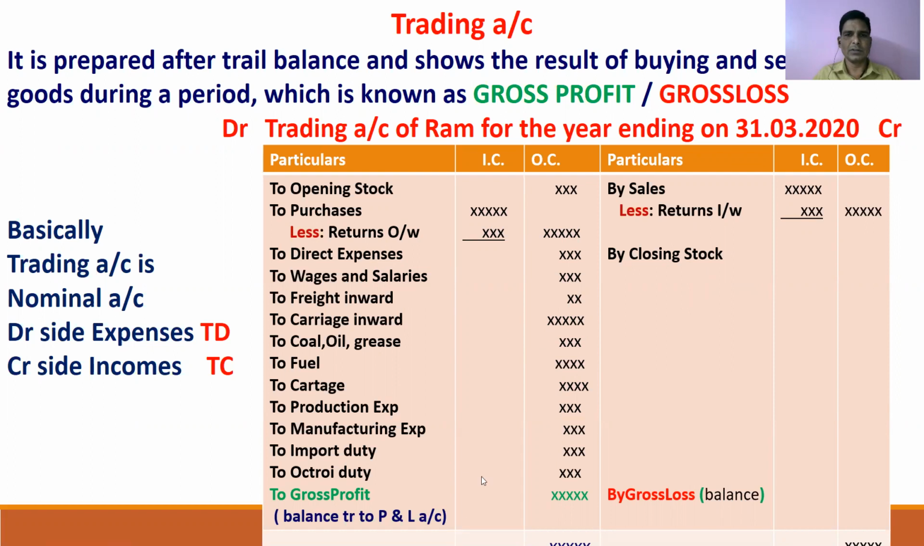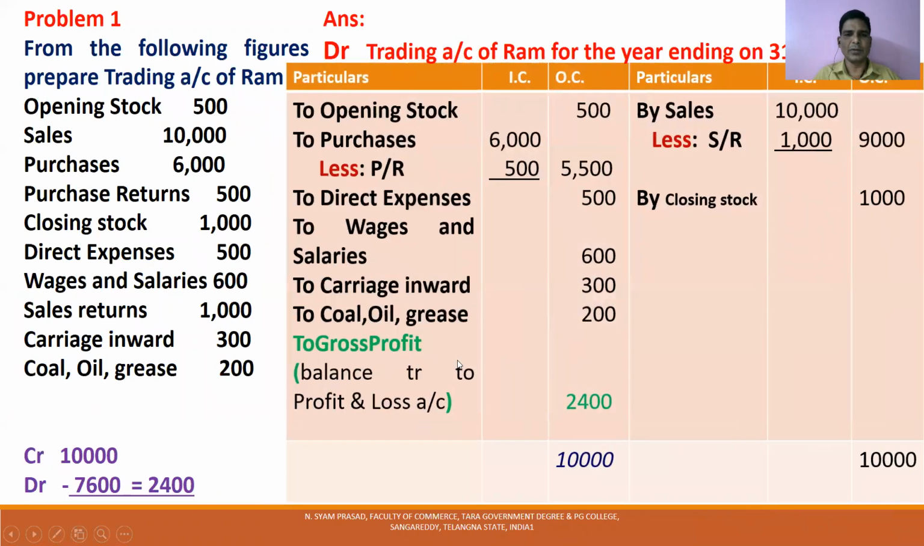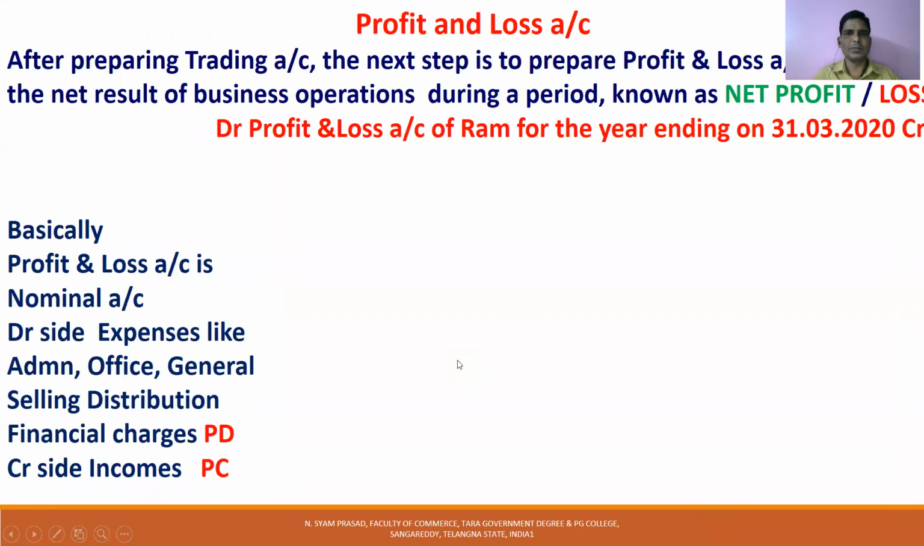So shall we move to profit and loss account? We worked out a trading account problem already, you know. Now come to profit and loss account. After preparation of trading account, the next step is to prepare profit and loss account. The net result of business operations during a period is shown by this profit and loss account. The net result may be net profit or net loss.